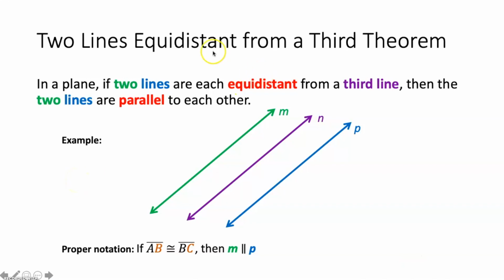Now, the two lines equidistant from a third theorem says in a plane, if two lines are equidistant from a third line, then the two lines are parallel to each other. So here we have lines M, N, and P. So if we have two lines, line M and line P, and they are both the same distance from line N, then we know that line M and line P have to be parallel to each other because they're the same distance from that third line, line N.